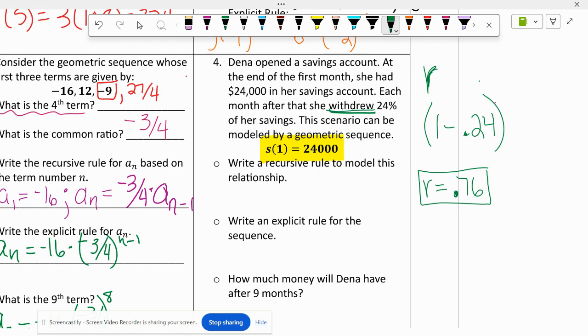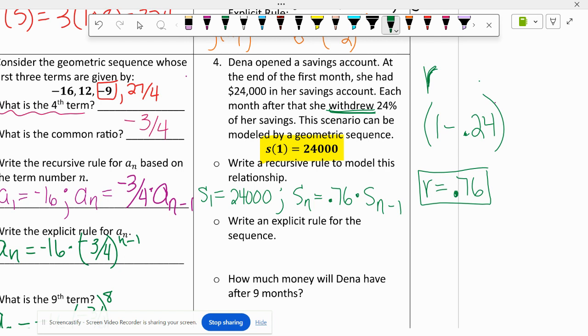It's decay. So write a recursive rule to model this relationship. So recursive, let's see. I need to know the first term. Well, S of 1 equals 24,000, comma, colon, whatever. And then S of N equals my multiplier, which is 0.76, that's my R value, times S to the N minus 1. That is my recursive rule.